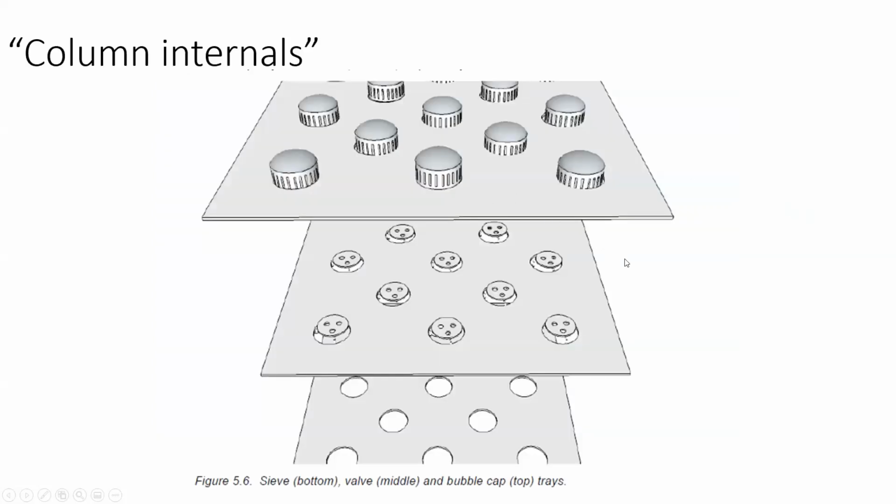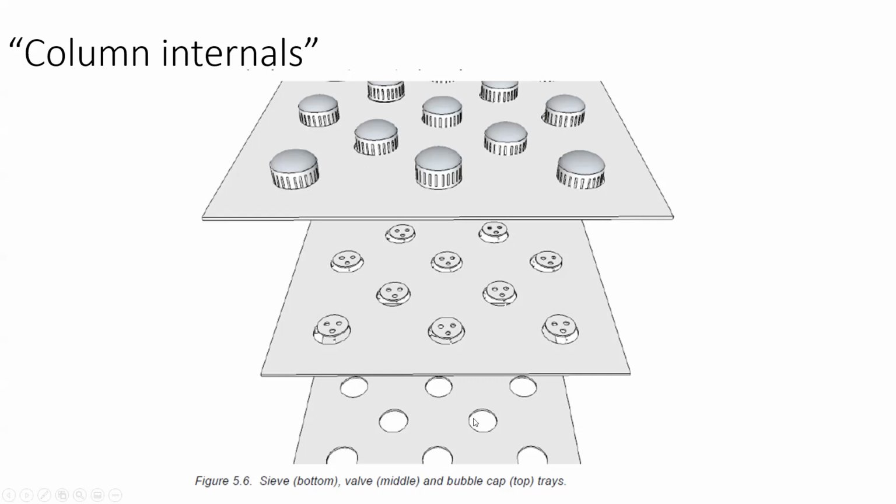These are the different types of column internals. So there's different types of trays that you may see. The simplest and least sophisticated are the sieve trays on the bottom. This is just a plate of stainless steel with holes in it that vapor can bubble up and through. The problem with this is that liquid can flow through the holes if the vapor flow rate isn't strong enough.